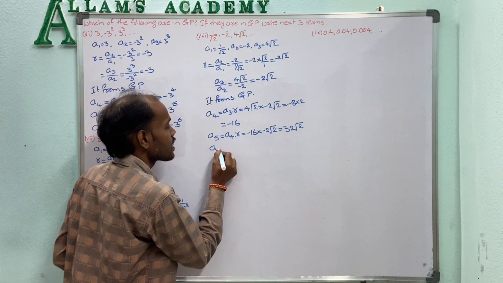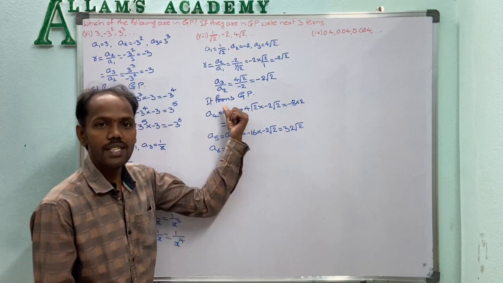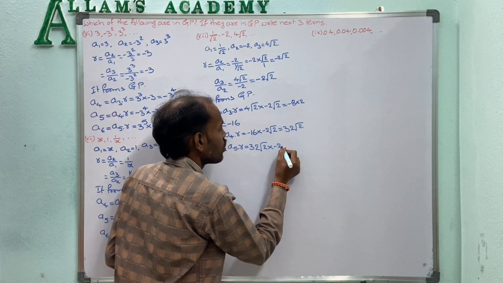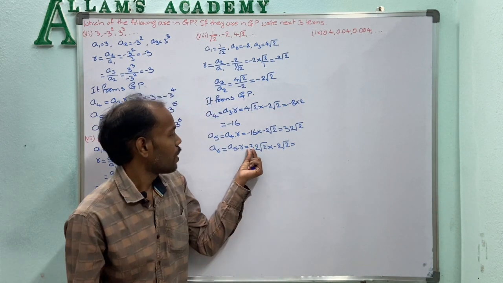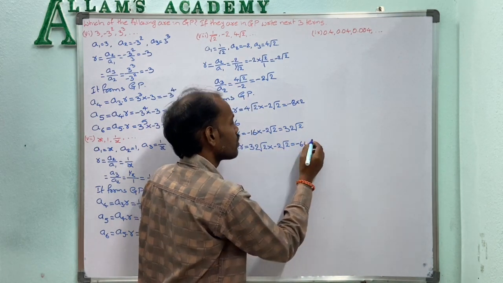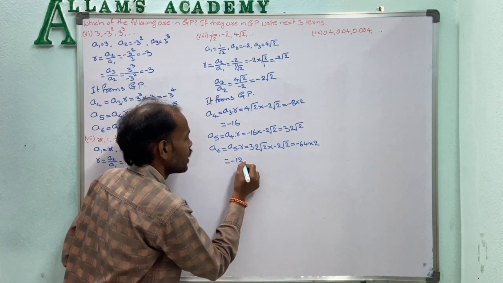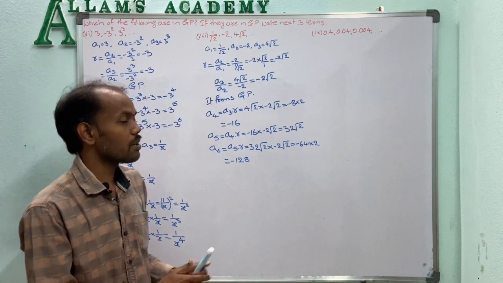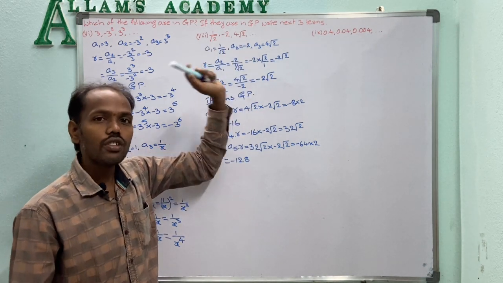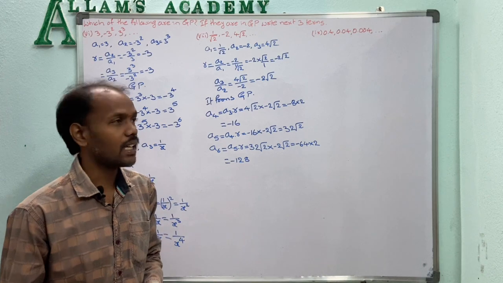Now the sixth term a6 is the fifth term into common ratio r. The fifth term of this GP is 32 root 2 and the common ratio is minus 2 root 2. So plus 32 into minus 2 is minus 64, into root 2 into root 2 which is 2, so minus 64 twos is minus 128. Now the sixth term is minus 128. So for the series 1 by root 2, minus 2, 4 root 2, the next 3 terms are minus 16, 32 root 2 and minus 128.